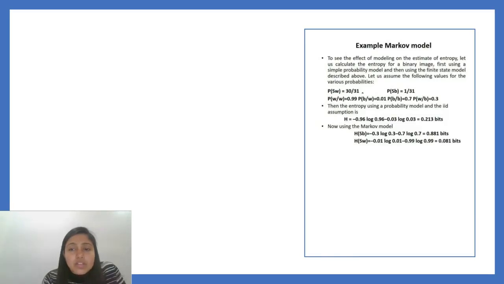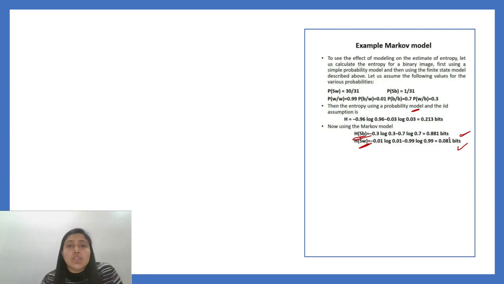So let us assume the following values: the probability of SW, the state of white, would be 30/31, and for black it would be 1/31. We have calculated all these probability values. Then the entropy using a probability model and the IID assumption would be this particular formula, which we discussed in the previous slide. Using the Markov model, we get that the probability of black and the probability of white would be 0.881 and 0.081. As we can see, the entropy for a particular element has been given, and as we learned in the probability model, whichever gets the higher probability will be chosen.